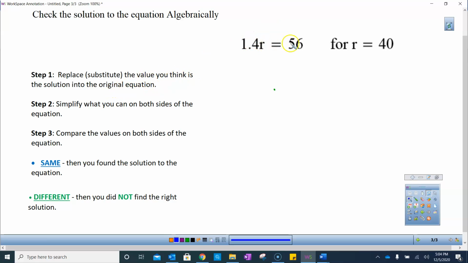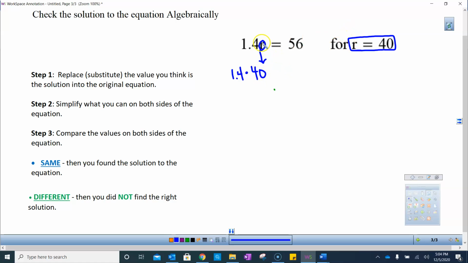So here's the original equation. Here's the value we got for that equation. We got 40. So we're going to substitute that into the equation. But before I do that, we're just going to substitute it. So we're going to go 1.4 times, I'm going to use a dot for my times, 40. So I just took the r out and I substituted 40 in for it.